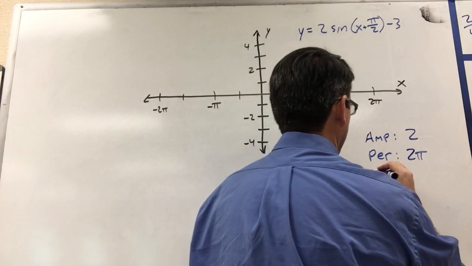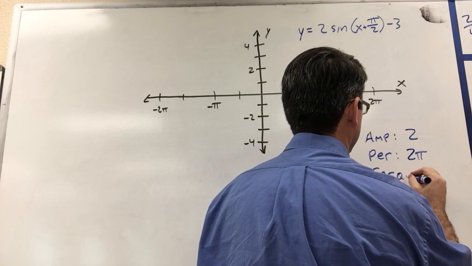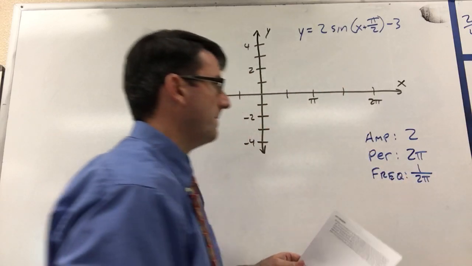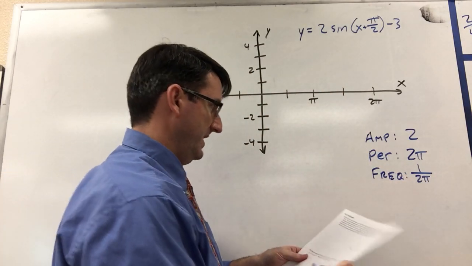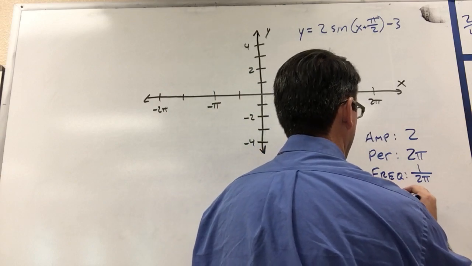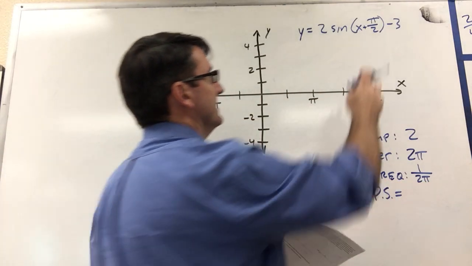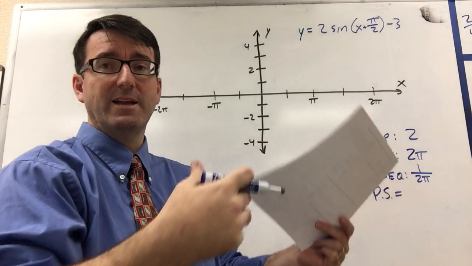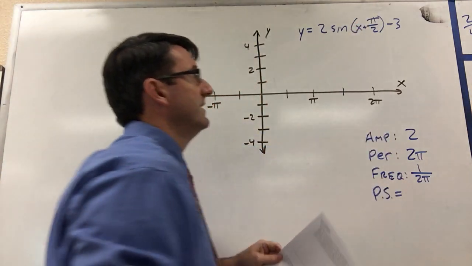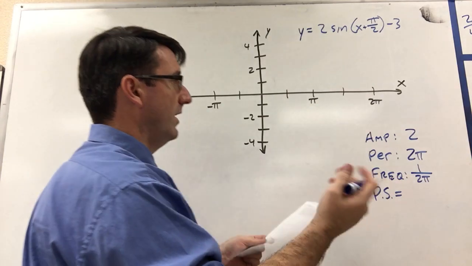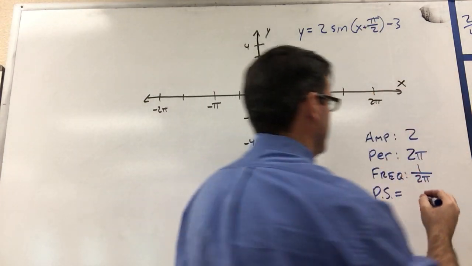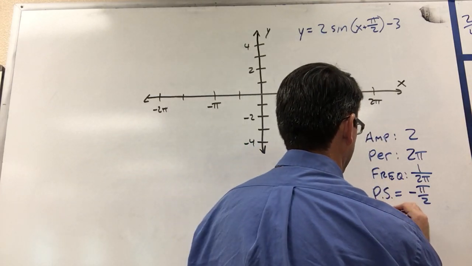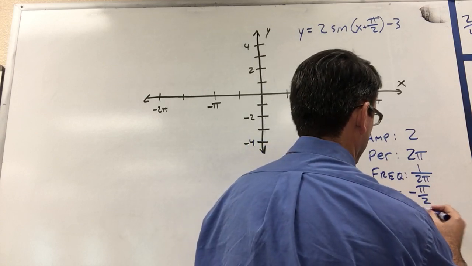The frequency is just the reciprocal of the period. So the frequency is going to be 1 over 2 pi. Then we have the phase shift. And the phase shift is this number here, actually the opposite of that number. So this is pi over 2, so it'll be negative pi over 2, divided by the absolute value of b, which again is 1. So we have negative pi over 2 divided by 1, which is negative pi over 2. That's our phase shift. And then the vertical shift is going to be equal to negative 3.